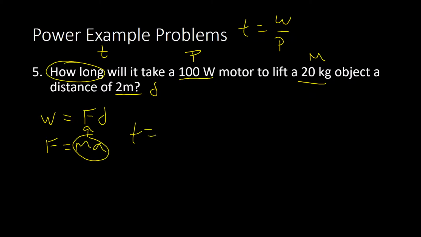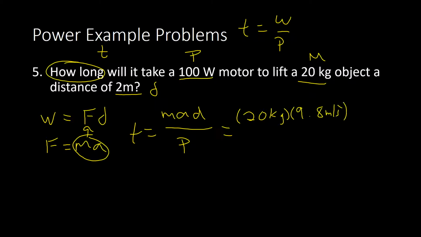So time is equal to M times A times D over P, because I need to do MA to get F, D to get F, and then FD to get W. So that's going to be 20 kilograms times 9.8 meters per second squared, because that's acceleration due to gravity, times my distance of 2 meters, all over 100 watts.